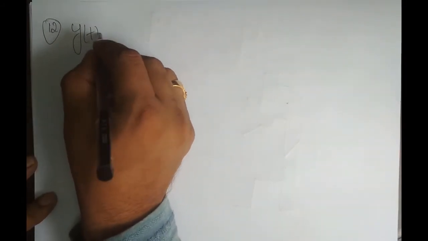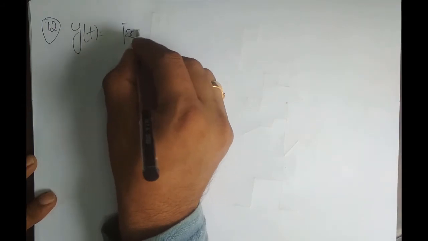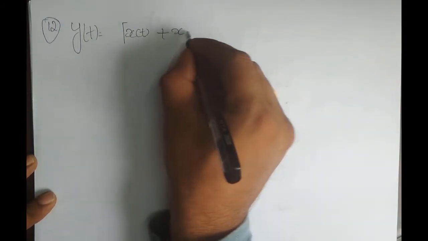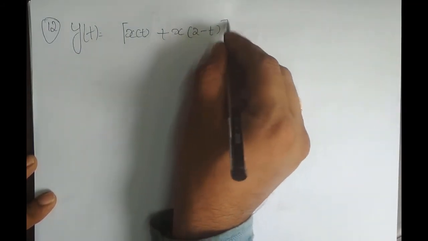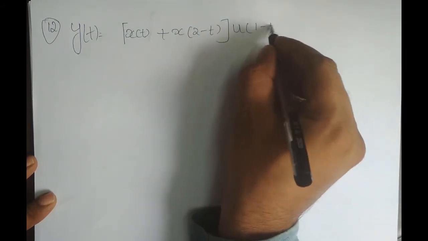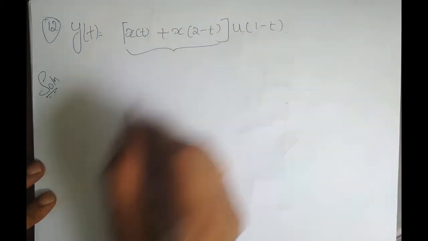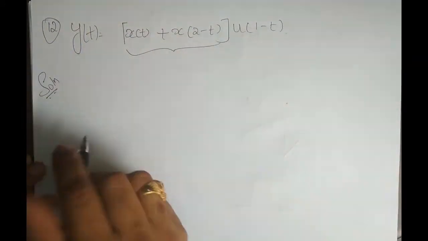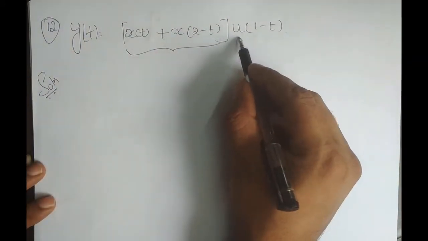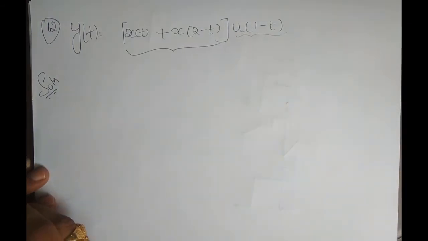So problem number 12. y of t is equal to x of t plus x of 2 minus t into u of 1 minus t. So solution. So this signal we already have. For time being, we'll just keep it as it is. But how do we get u of 1 minus t? That is the question, right?